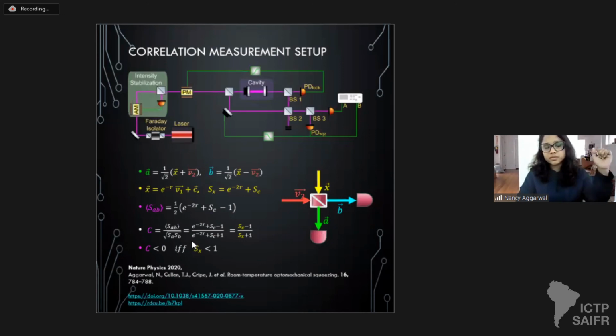So this is just very simple quantum optics math, and you can find that this correlation C is basically a direct one-to-one map to the spectral density of this state X. So if the X state is squeezed, that is if Sx is less than 1, then the correlation will be negative. And in fact, not just the sign: if you measure the correlation, you can completely back out how much squeezing you have in the system. So that's what we did.